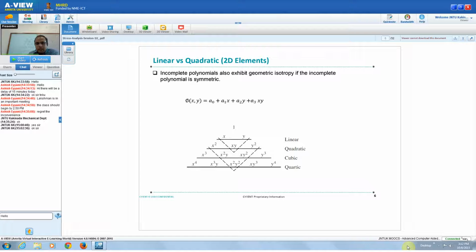So it should be either a complete polynomial or an incomplete polynomial with symmetry that should be used for our element formulation. These are the two primary requirements.